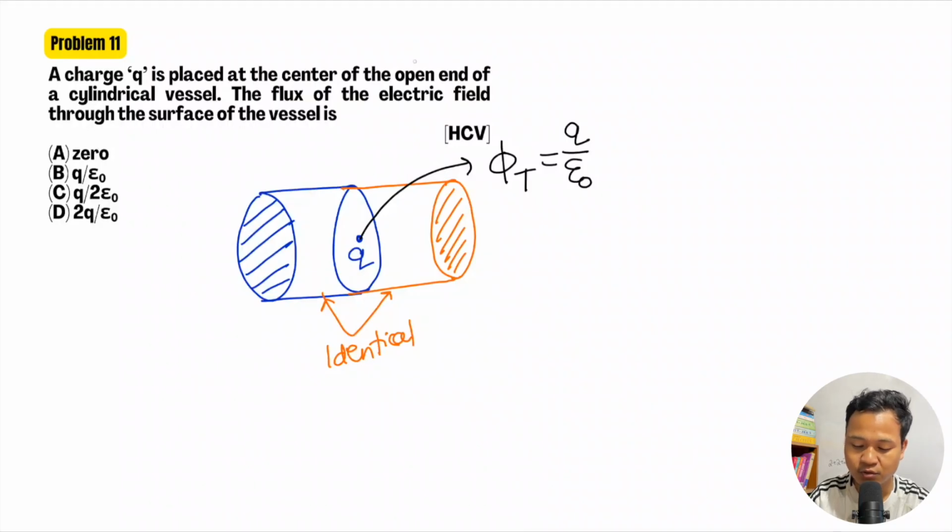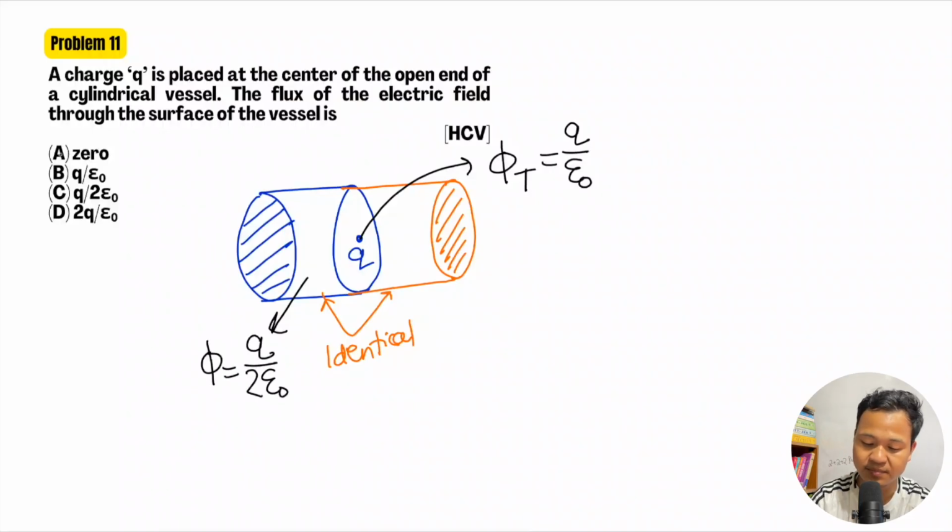Therefore the flux due to this will be half of the total, that means Q by 2 epsilon naught. Okay, that is your answer.